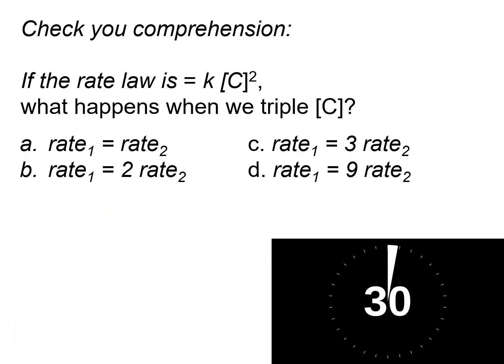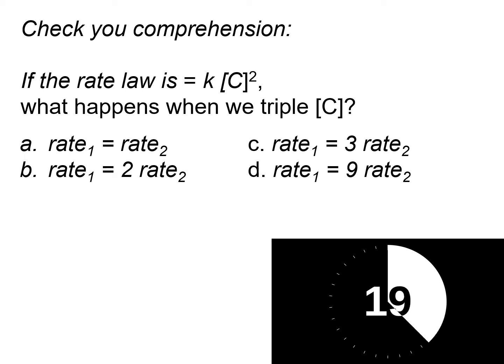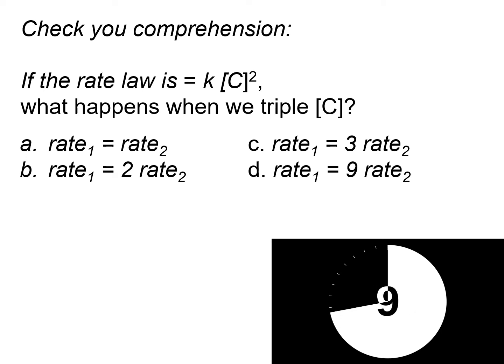Okay, so let's check your comprehension with this question. The reaction is second order with respect to C. What happens when I triple the concentration of C? The concentration of C is 3 times larger. What happens to the rate? Does it stay the same? Does it become 2 times larger? Does it become 3 times larger? Does it become 9 times larger? What do you think?